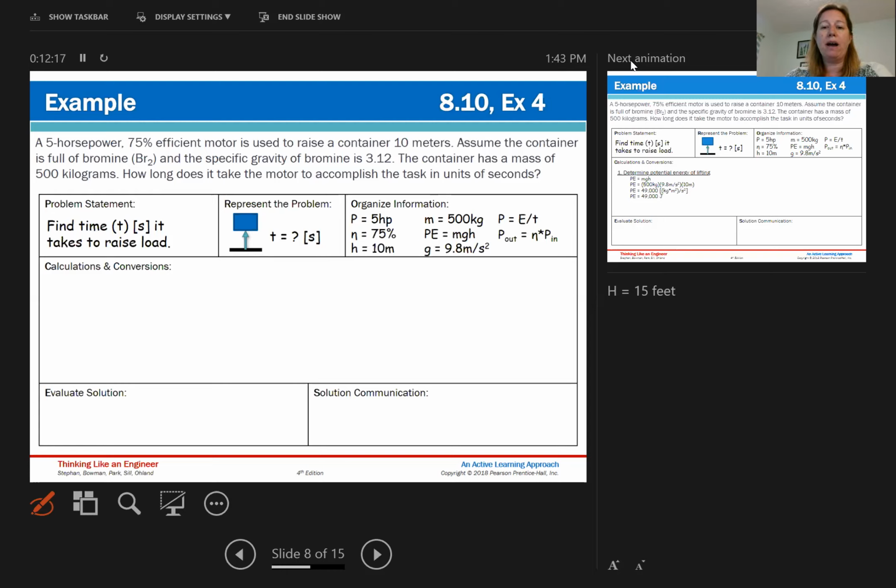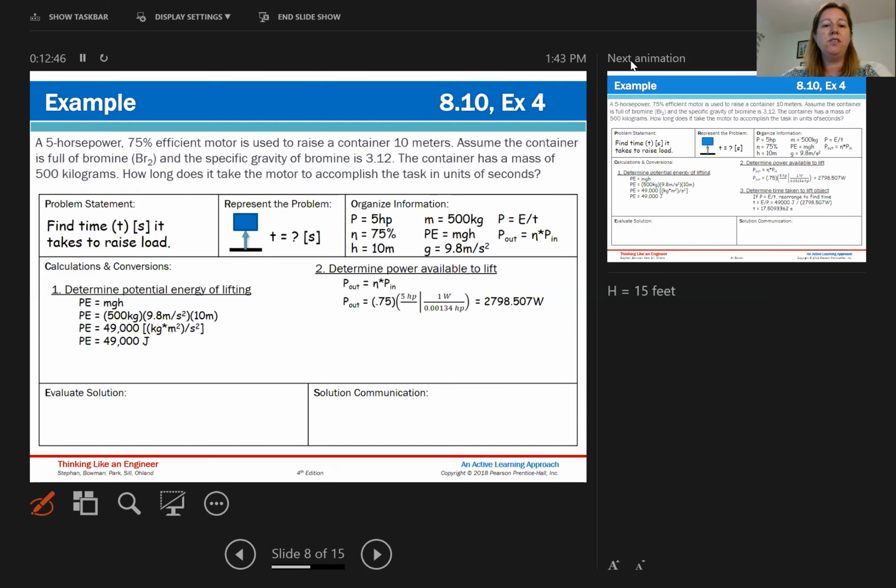And then my power is equal to energy divided by time, and my power out is equal to my eta times my P in. And so my first step is to determine the potential energy of lifting. So I calculate my potential energy given the mass, the gravity, and the height that we are lifting this. And since everything is already in metric units, it's very easy to come out with an answer in joules. So I get 49,000 joules as my potential energy.